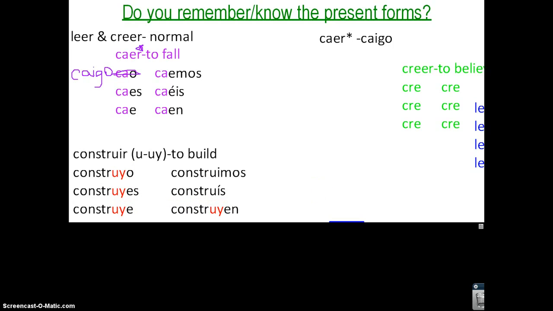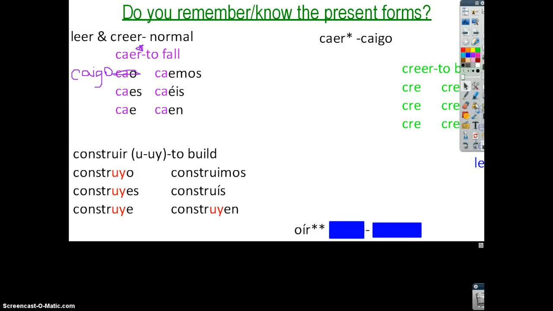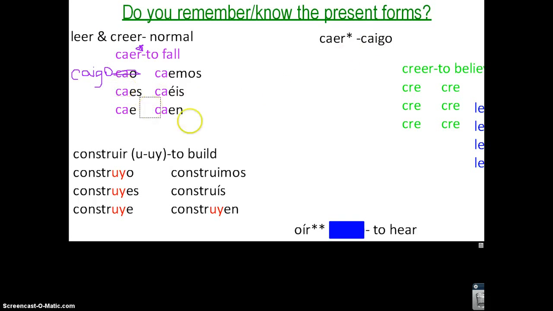And last but not least, let's talk about oír, which means to hear. By the way, I've organized these notes as verbs from least complex to most complex as far as conjugating them. Leer and creer, totally normal. Then we added caer, which is normal, but with an irregular yo. Construir is a stem change, and now we're talking about oír, which has an irregular yo, and as crazy as it sounds, it is an O to OY stem changer.